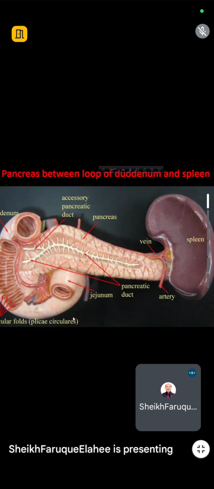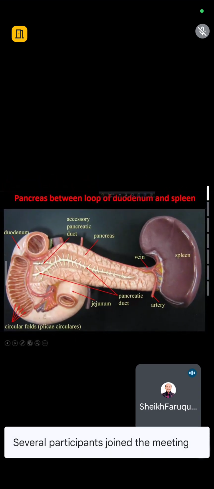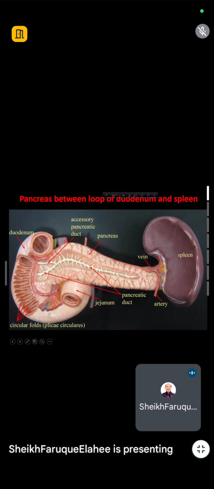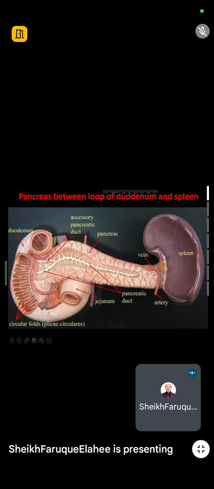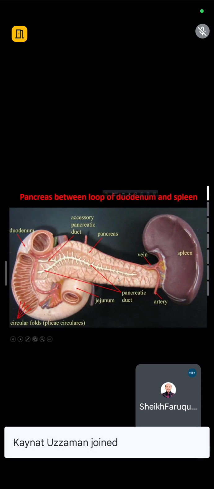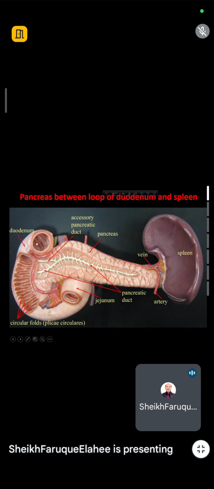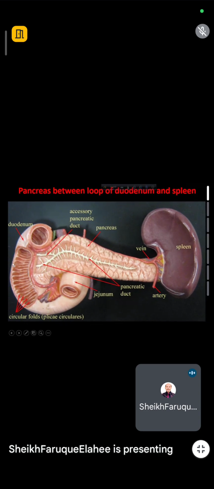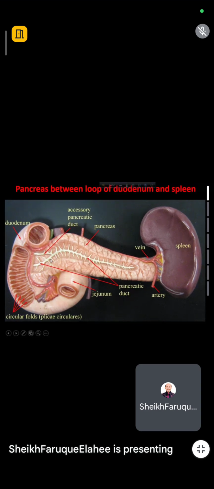Next we see another picture showing the whole pancreas. You see, this pancreas is like our tongue. On the left side of the pancreas, there is the spleen. And on the right side, there is the duodenum, a part of the small intestine. So it is sandwiched between the spleen and the duodenum. And it lies transversely in the abdomen, not longitudinally, transversely, just behind our stomach. So this is the pancreas.